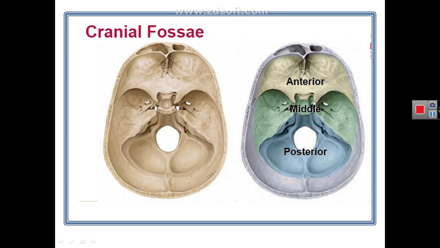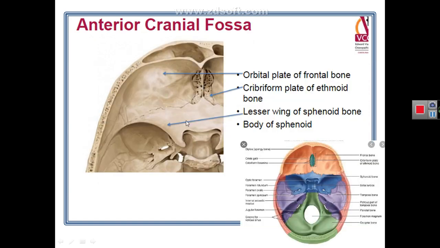We will describe each of these cranial fossae, the anterior, middle, and posterior, in terms of bones forming each of them and features of each of them, starting with the anterior cranial fossa. The anterior cranial fossa is formed by the following bones. In the median region, it is formed by the cribriform plate of ethmoid anteriorly and by the body of sphenoid posteriorly. Here, the body of sphenoid is called the jugum sphenoidale.